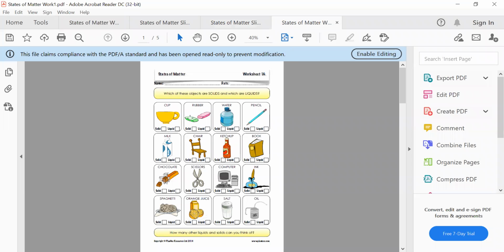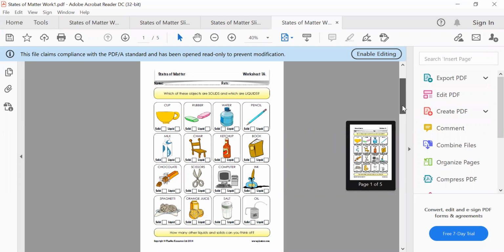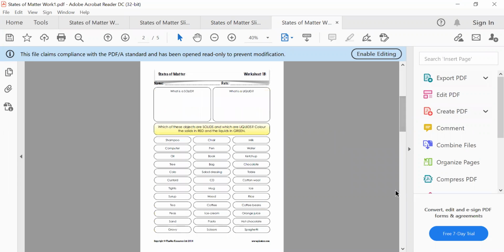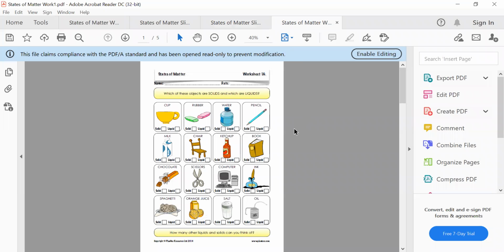Now, if you go onto Teams, you'll see some sheets like this where you have to identify which ones are solids and which ones are liquids. It says color solids in red and liquids green, but if you don't have those colors, you can choose any other colors, or you could do some different shading. So go onto Teams for your special sheets identifying solids and liquids.